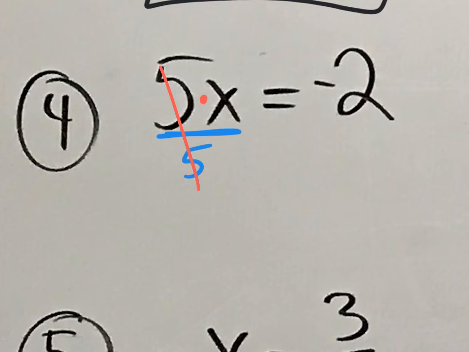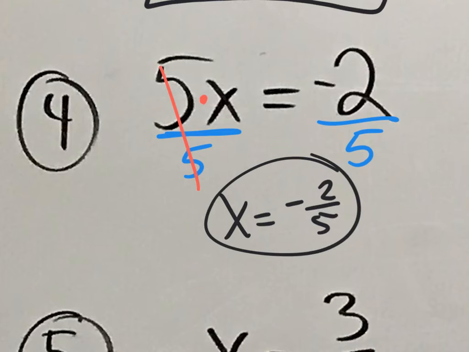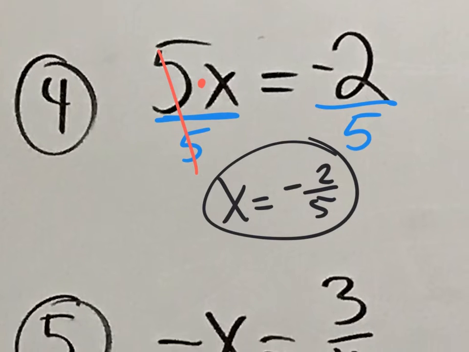But then again, what you do to one side, you must do to the other. Now, could you actually divide negative 2 by 5? No. So we're just going to leave it like that. Your answer is x equals negative 2 divided by 5, negative 2/5. It's okay to get fractions as answers.